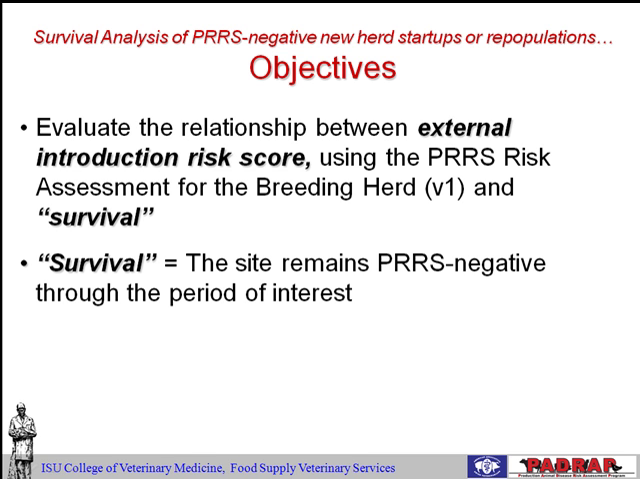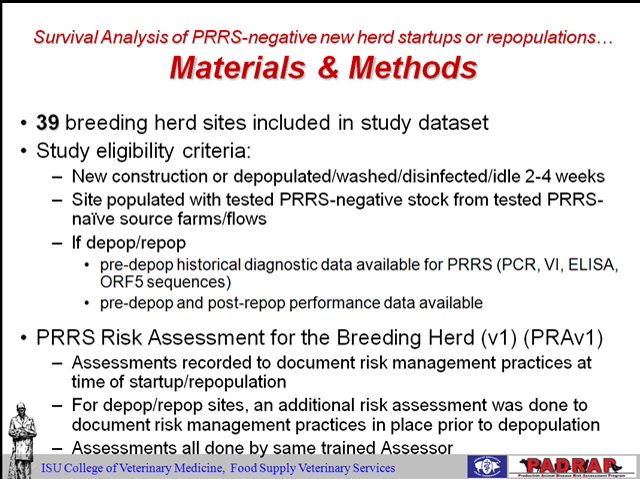But the objective of the study, then, I already mentioned there. I think we were going to use, well, I didn't mention that, but we used the version 1. Recall we're using version 2 now. But at that time, version 1 was used because version 2 hadn't been developed yet. Version 1 of the risk assessment was used, and we were trying to see if there was any relationship. The hypothesis was, is there some relationship between the external risk score as measured by the risk assessment and how long they survive, how long they stay negative.